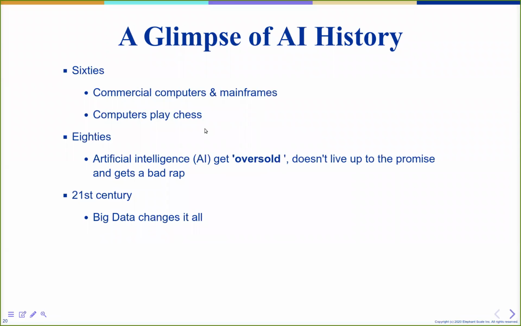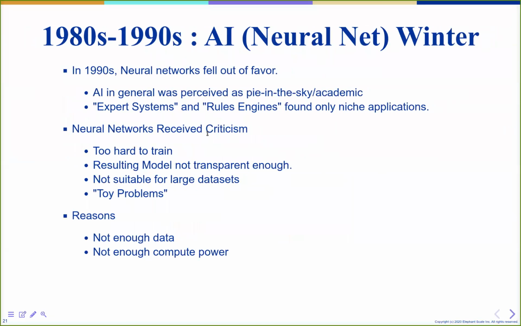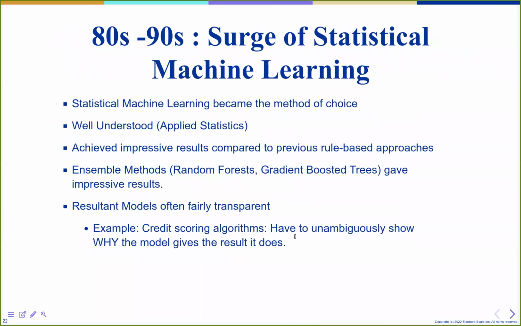All right, so what happened? I'll skip some of these slides, but in the 80s and 90s we didn't really make good progress because AI was oversold, and we didn't really solve real-world problems. Like I said, AI was basically solving toy problems. The issue was we just didn't have enough data or compute power. And that changed in the last 10 years.